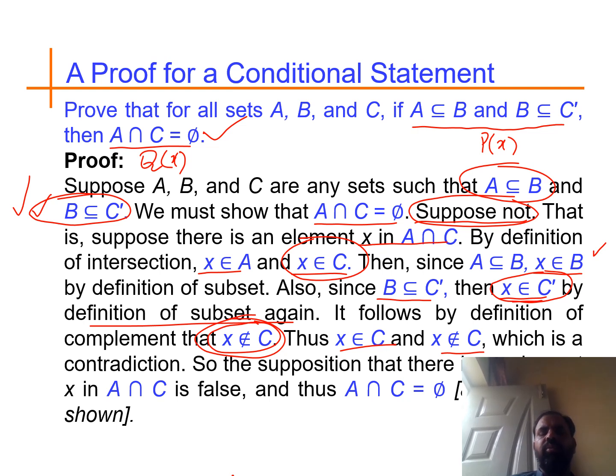If we say X belongs to C and then we say X doesn't belong to C, it means it's a contradiction. So X in A intersection C is false, and thus A intersection C is the empty set or phi.